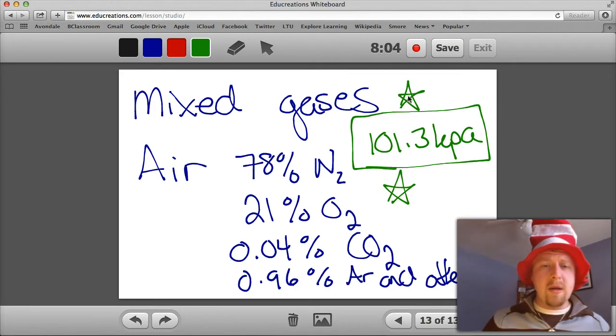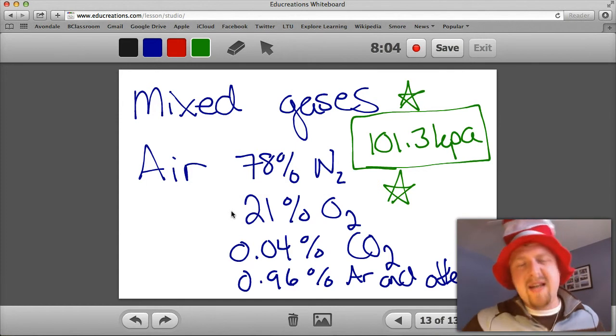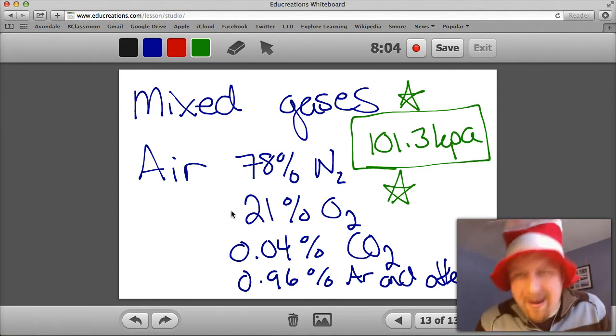Kilopascals. So, it's not actually called kPa, by the way. Just throwing that out there. But it's kind of fun to say. So if you want to say it, kPa, it's kind of fun.